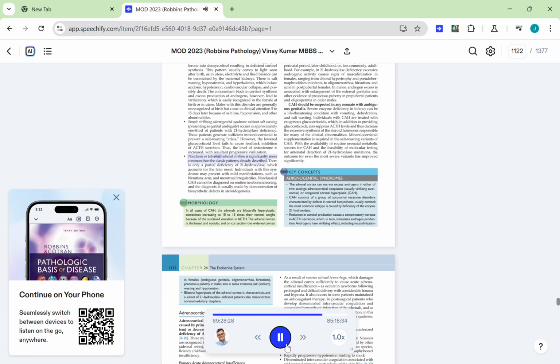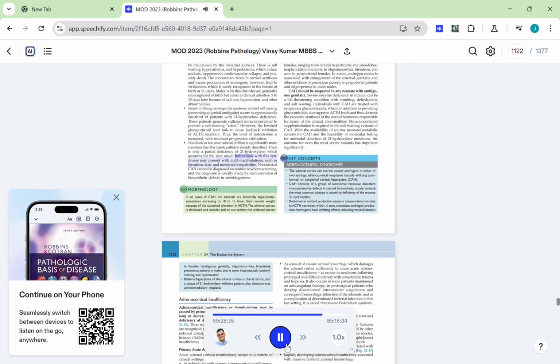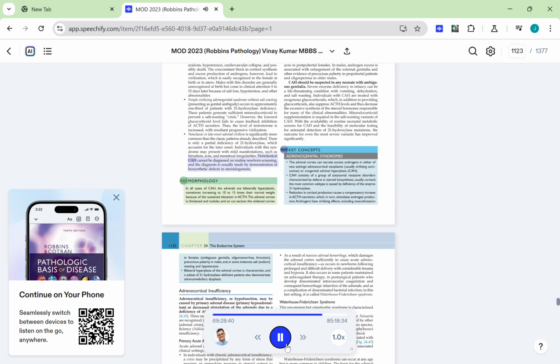Non-classic or late-onset adrenal virilism is significantly more common than the classic patterns already described. There is only a partial deficiency of 21-hydroxylase, which accounts for the later onset. Individuals with this syndrome may present with mild manifestations such as hirsutism, acne, and menstrual irregularities. Non-classical CAH cannot be diagnosed on routine newborn screening, and the diagnosis is usually made by demonstration of biosynthetic defects in steroidogenesis.